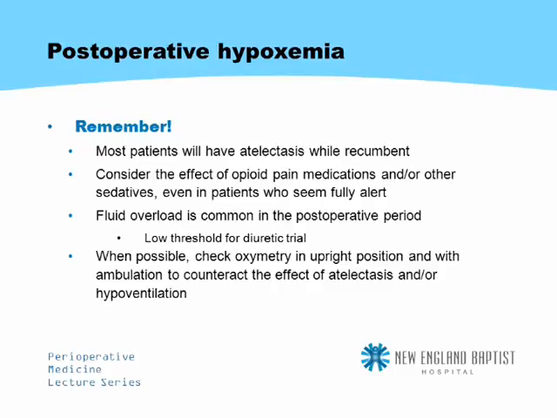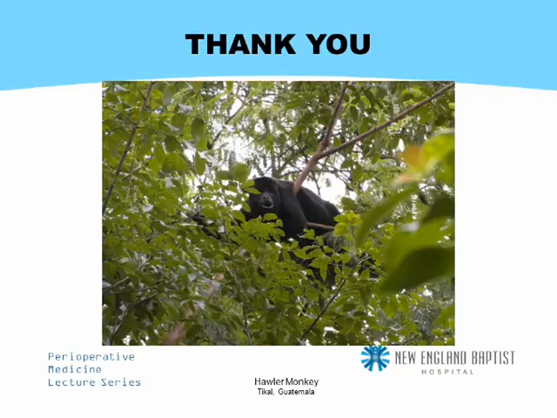Have a low threshold to give a diuretic trial. Choose a lower dose and see if that helps. If the patient's blood pressure doesn't tolerate, you can always give fluid back. And just check the oxygenation when the patient is upright and ambulating. And that'll help you determine if atelectasis is part of or hypoventilation is part of the syndrome.